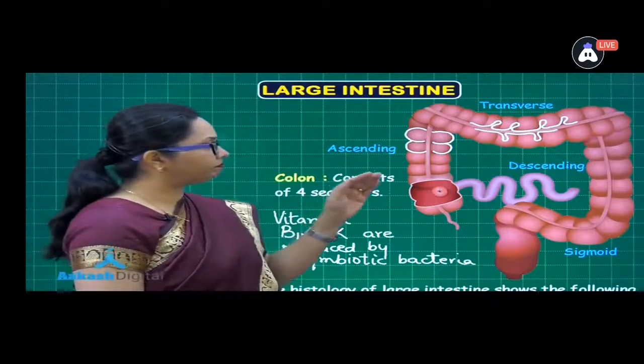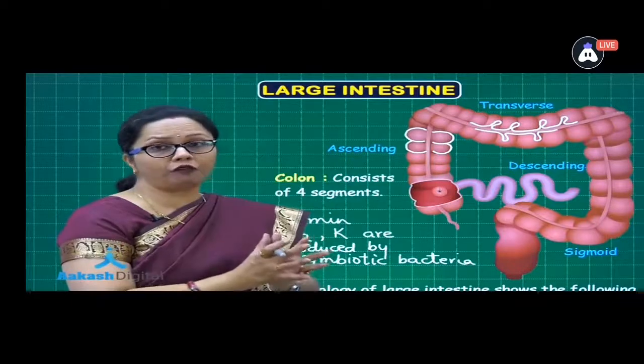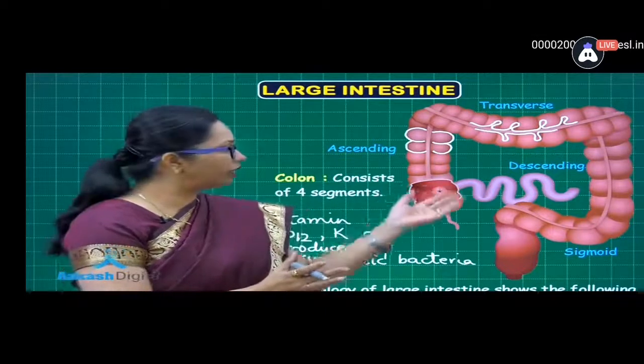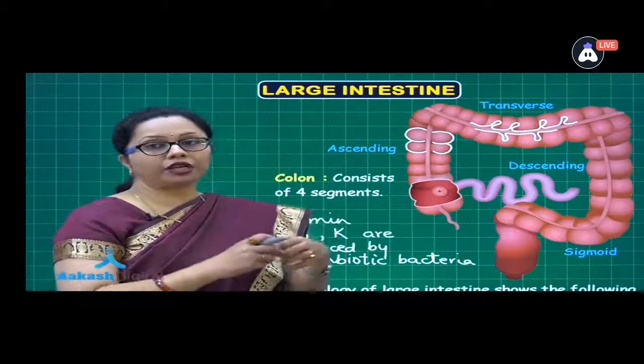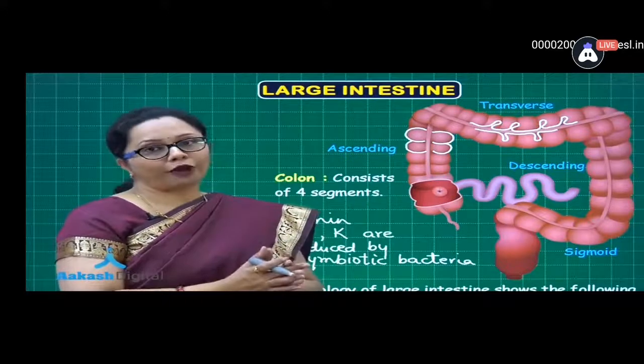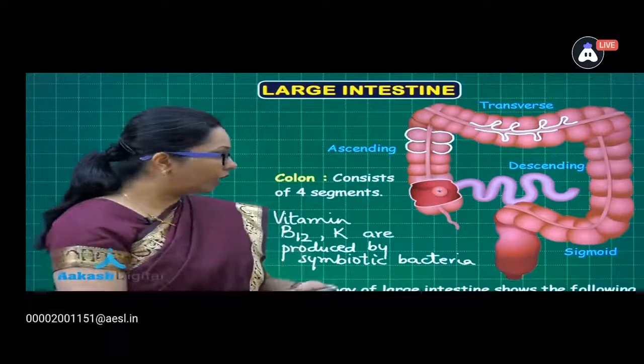And there are nearly 400 different species of bacteria which are living in our cecum and colon. So literally there is an entire biome of microorganisms which is present in our large intestine.